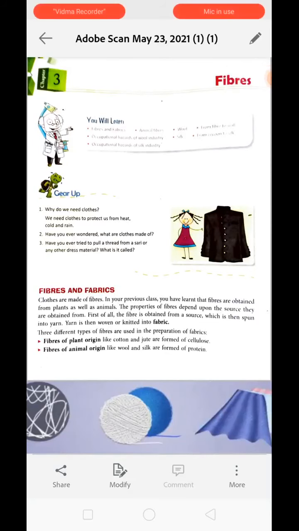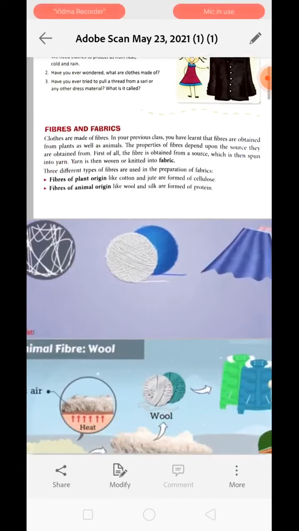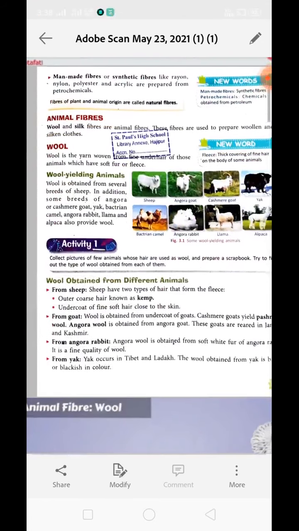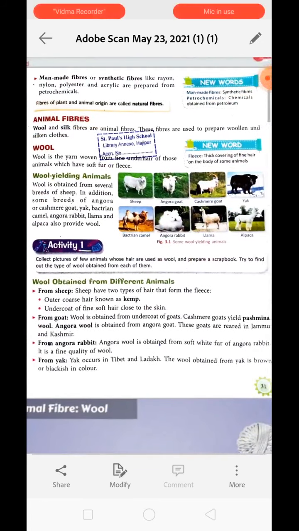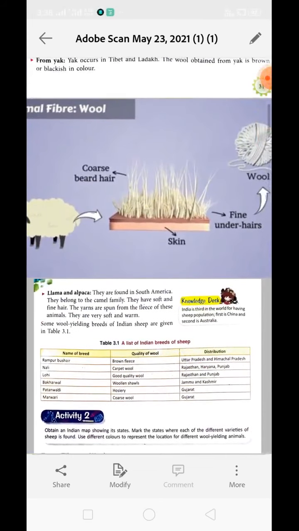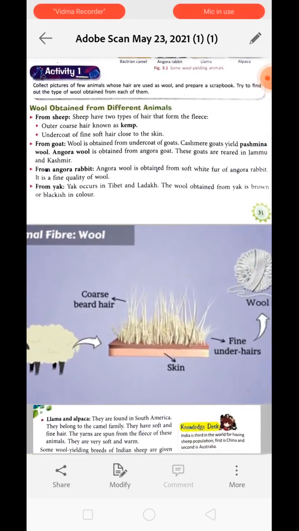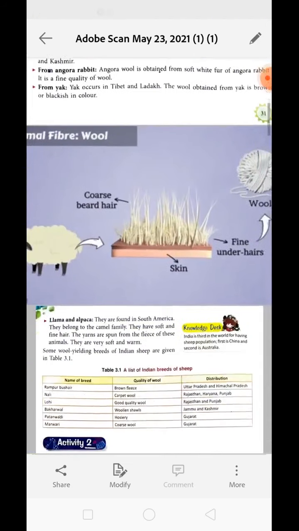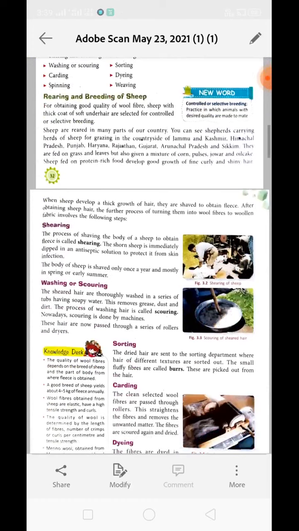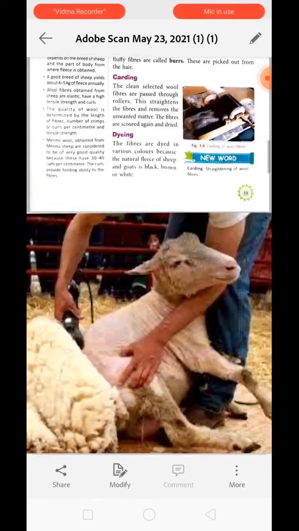Today we are discussing the second part of chapter 3, which is called Fibers. In our previous video, we learned about fabrics and the animals from which we get wool. We also learned about different types of fleece, like coarse hair and under hair. Then we saw the processing of fleece to wool, like shearing, washing, sorting, carding, and dyeing.